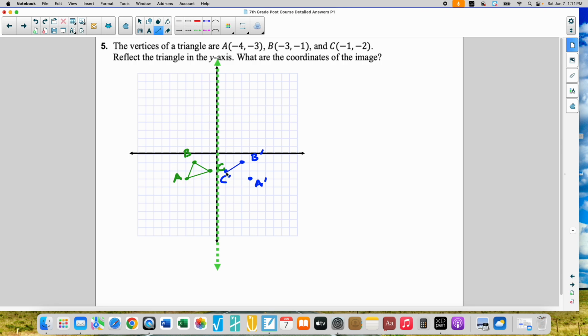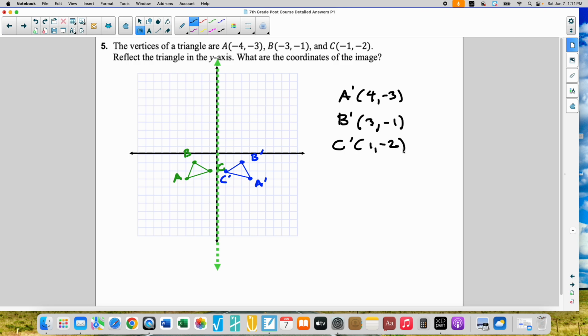And let's connect them. Good. And then it says, what are the coordinates of the image? So the coordinates, A prime is going to be 1, 2, 3, 4, -3. B prime is going to be 1, 2, 3, -1. And C prime is going to be 1, comma, -2.